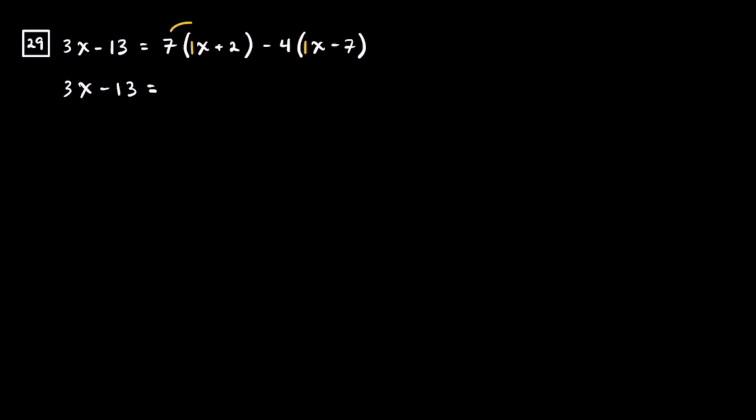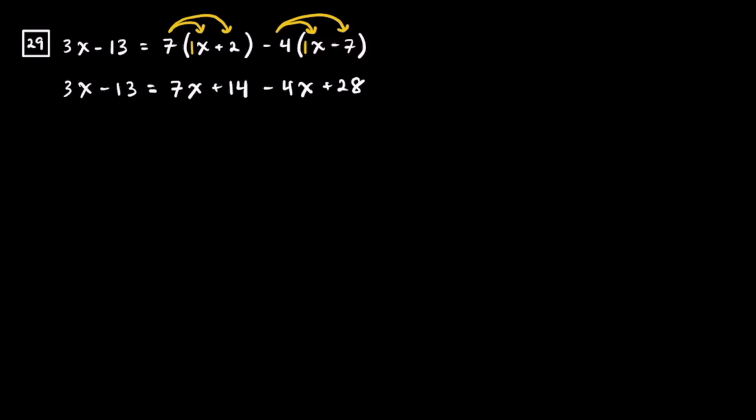On the right side, 7 times this positive 1x is going to be positive 7x. And then this positive 7 times this positive 2 is going to equal positive 14. Then distributing this negative 4 to the positive 1, that's going to equal negative 4x. And then multiplying this negative 4 times this negative 7 is going to equal a positive 28.